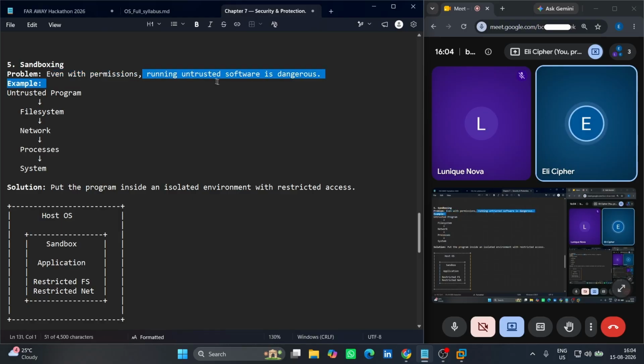So what is sandboxing? The problem here is that even with limited permissions, running untrusted software is dangerous, right? Because we don't know what's in the mind of a hacker. We have a human mind, and it can be of a diverse nature.